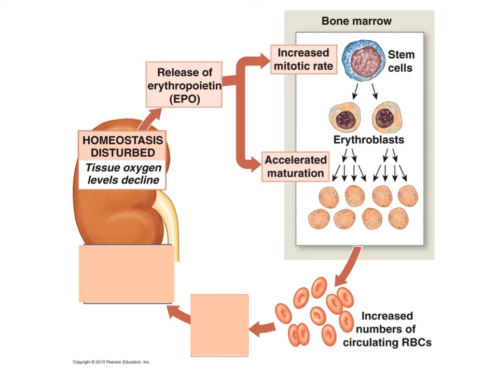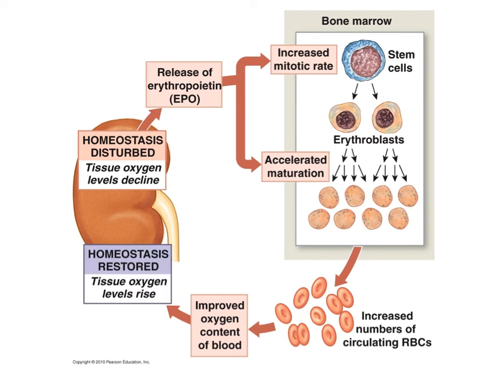So we have more red blood cells that are circulating, which means that they're able to carry more oxygen, and that increases the oxygen level in the blood, which then in turn increases the tissue oxygen level. And that leads to a cutoff in the production of the EPO. This is an example of negative feedback. My levels are low, and my body produces a response that increases it.